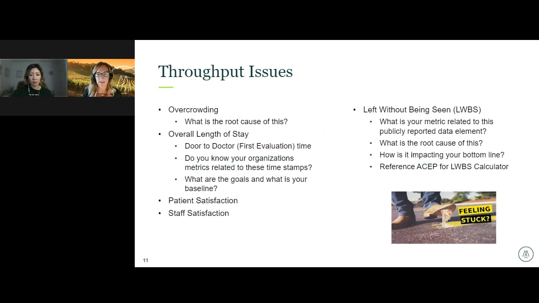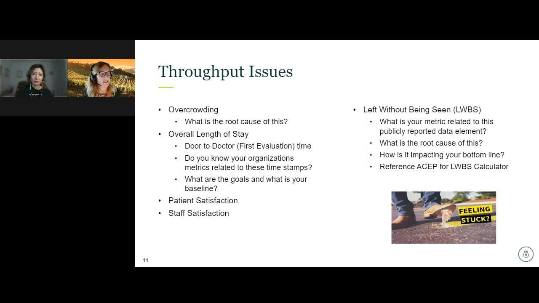So let's break this down just a little bit more. Let's talk about overcrowding. So really think about what the root cause of your overcrowding is. For those organizations that have significant overcrowding, typically we're seeing that they also have a fair amount of boarders. And boarders is kind of a newer term for holds, patient holds, that basically is a patient that's been admitted to the floor, but the floor is at capacity or they're at staffing constraints or whatever it may be. So they're being held or boarded in the emergency department.